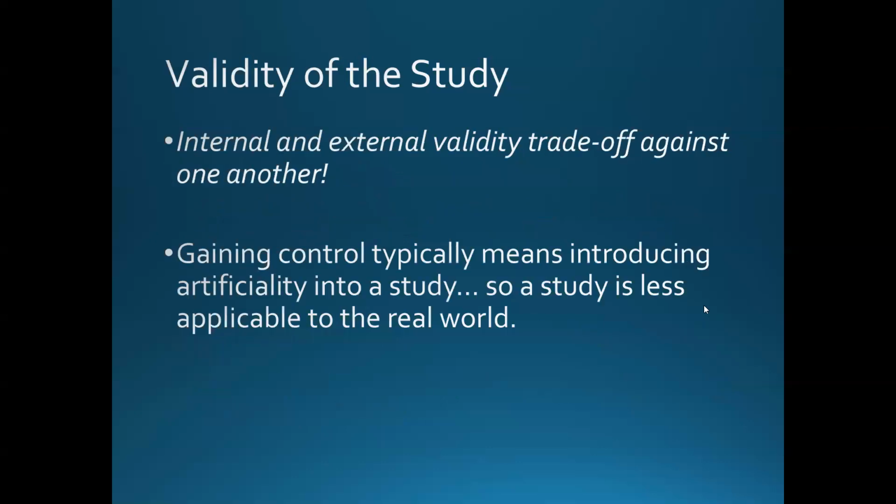And so let's expand on that a little bit more, in that internal and external validity are a trade-off against one another. So gaining control, so high internal validity, right, your tight control of your study, means introducing artificiality into the study. So a study is less applicable to the real world. So what do I mean by this?